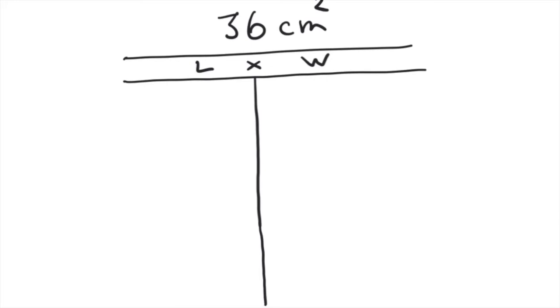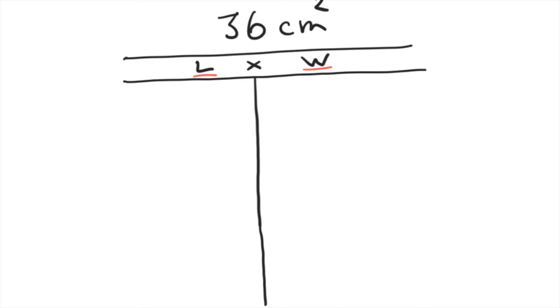Okay, we know that the formula is length times width. So I know that I'm trying to find all of the factors of 36, the numbers that when multiplied together will give me 36 as an answer. So I always suggest starting with the smallest and largest factors to make sure that I can find them all.